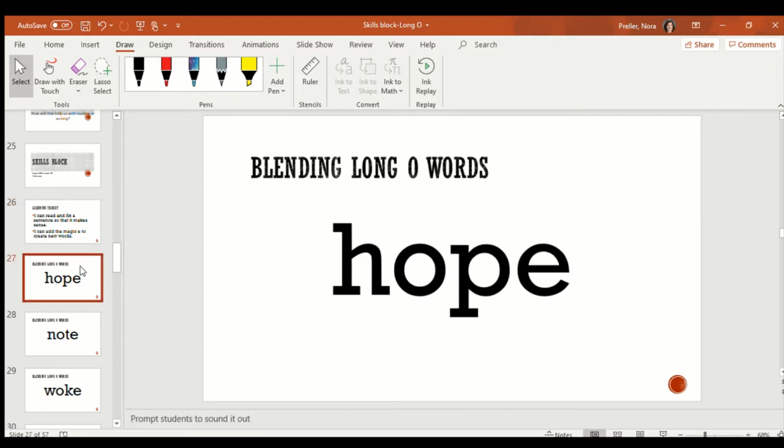Before we get started, let's warm up by blending. Remember, blending means to sound it out. Remind your brain what happens to the O when there's an E at the end of the word. That's right, it says O. Listen to how I sound out this word. Hope, hope.